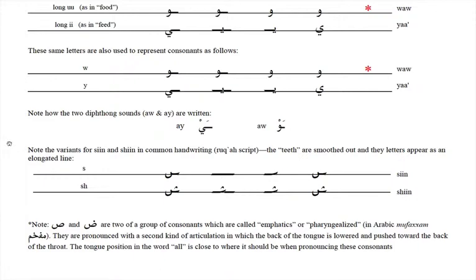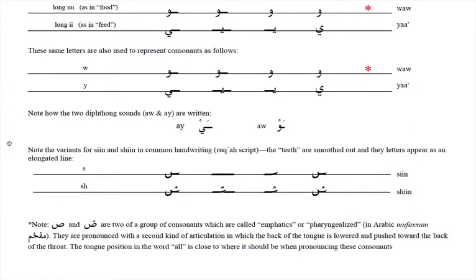In addition, note that this is how you would write a diphthong. A diphthong is when two sounds like an a and a w sound are written together. So, aw and ay are written using a fatha followed by a waw, which represents the glide.